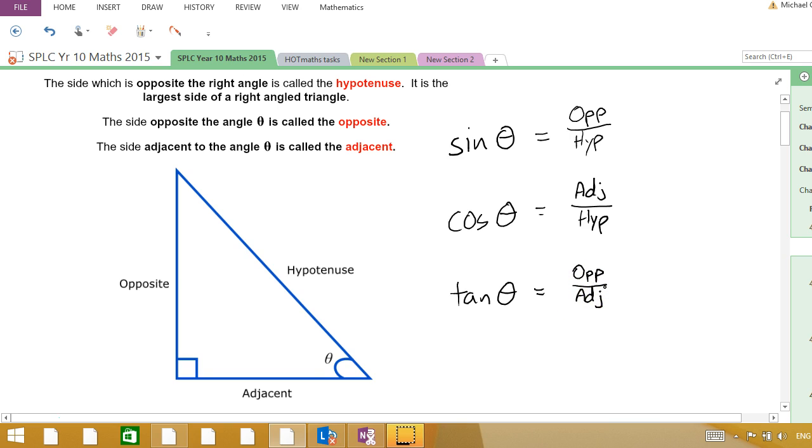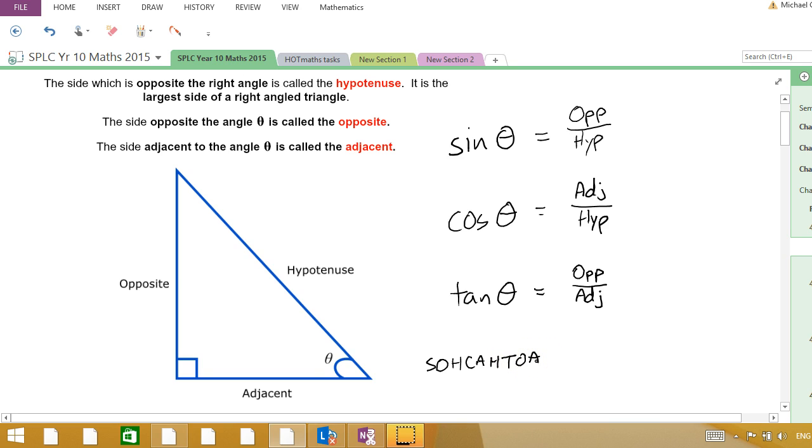How do we go about remembering those? Well, you probably recall SOHCAHTOA is the mnemonic that we use to help remind us. So sine is opposite over hypotenuse, cosine adjacent over hypotenuse, and tangent ratio is opposite over adjacent.